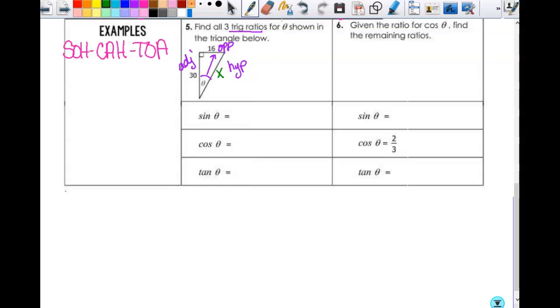Pythagorean theorem. So 16 squared plus 30 squared equals x squared. So what's 16 squared? 256. Good. What's 30 squared? 900. So x squared equals 1156.